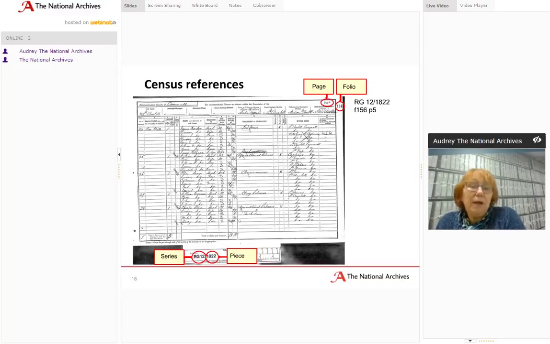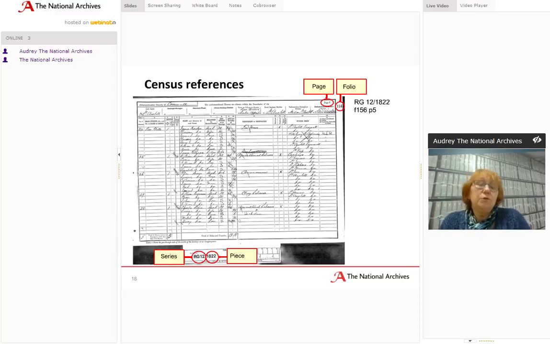Every page has got a page number, but the page number on its own isn't enough to find it, because a piece, although it varies in size, will usually consist of a number of different books. So if it's got 5 books in it, every book will have a page 1 and a page 2 and a page 3. So if you just give the page number, that's not narrowing it down to the right book. But when these books, as original paper books, came into the Public Record Office, they were given folio numbers, and the folio number is stamped on the top right-hand corner of every right-hand page of a double-page spread. So it's not on every image, it'll be on alternate images.